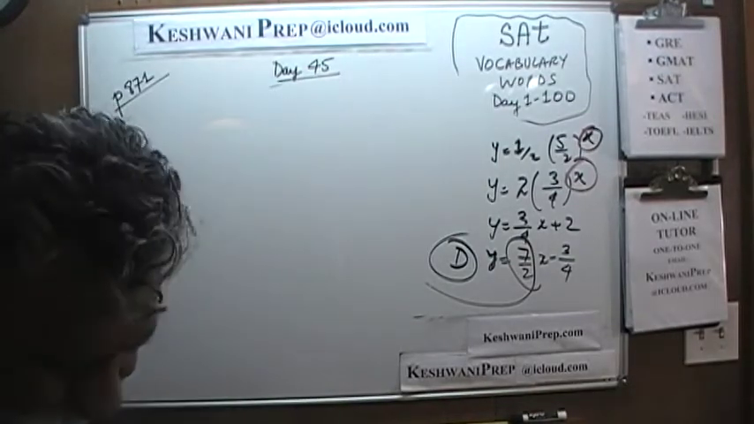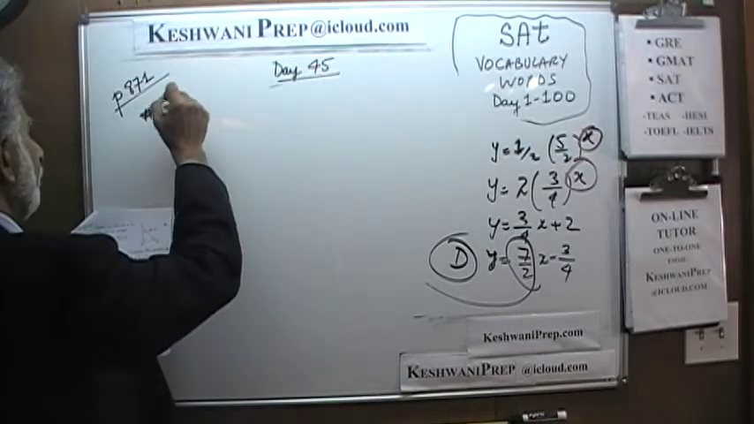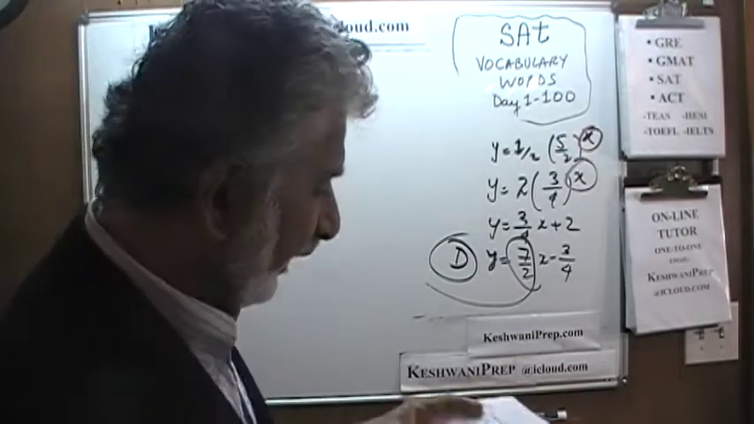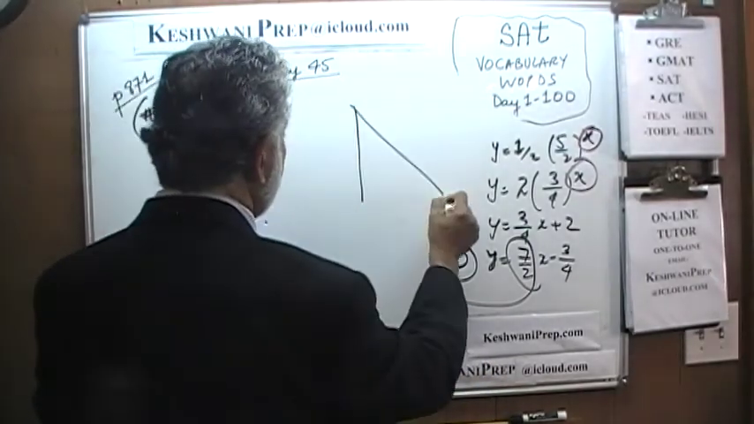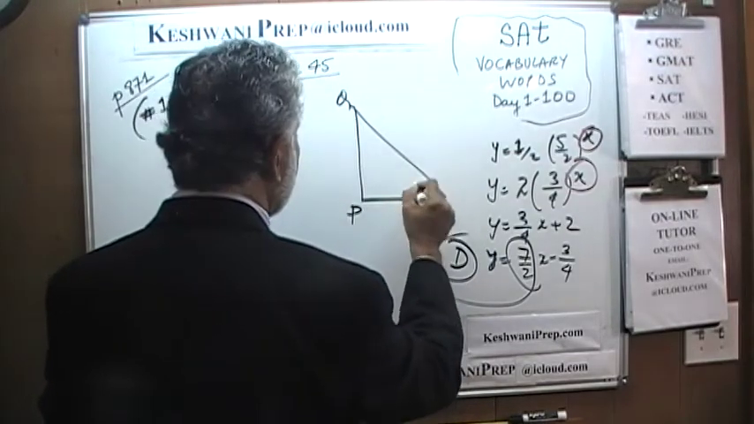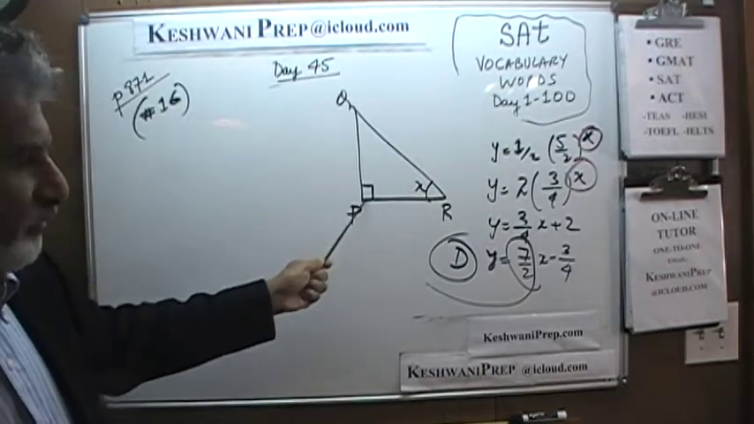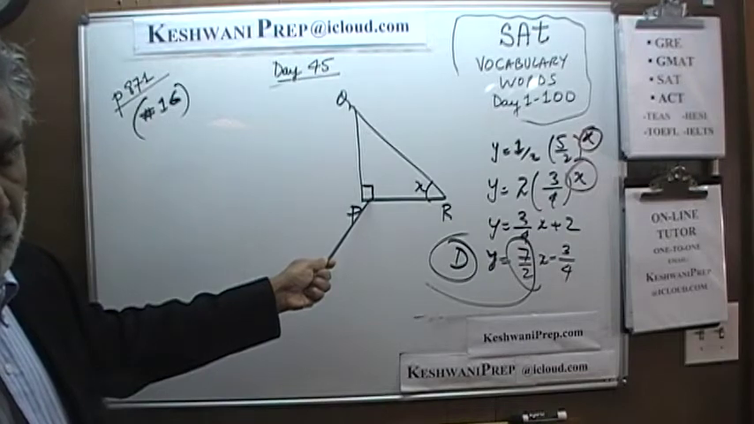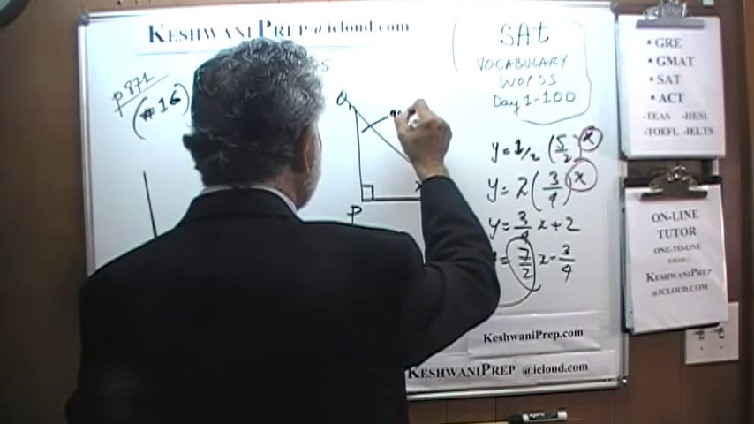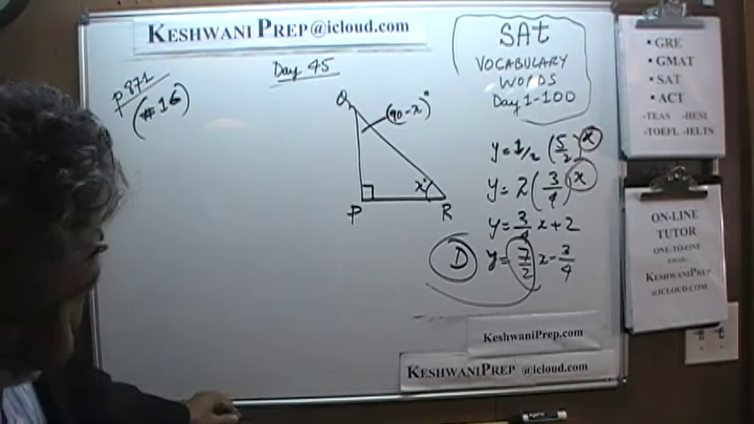Number 16. Before we dive into number 16, let's look at something else. Here's our triangle. Let's call it PQR. Let's say that this is angle X and this is 90. If this is X degrees and this is 90 degrees, and since all three of them have to add up to 180, if this is X degrees, this would have to be 90 minus X degrees. You agree? Let's take a look at it.